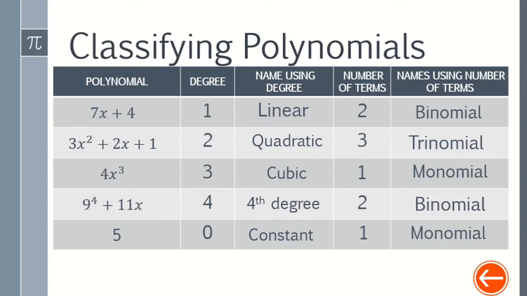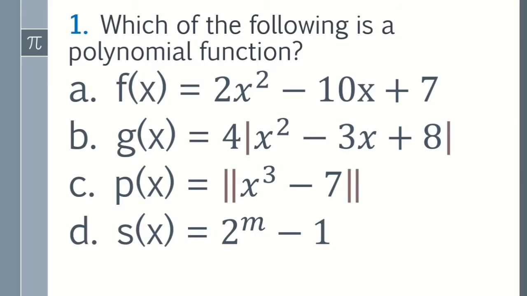Okay? Kaya kung babalikan natin yung ating sagot kanina na letter A, f of x equals 2x squared minus 10x plus 7. This is a quadratic equation. Proceed na tayo sa number 2.